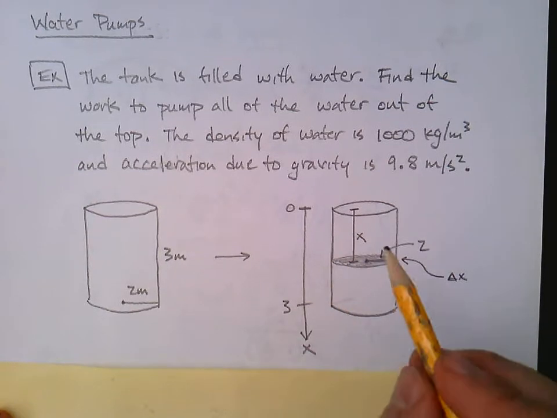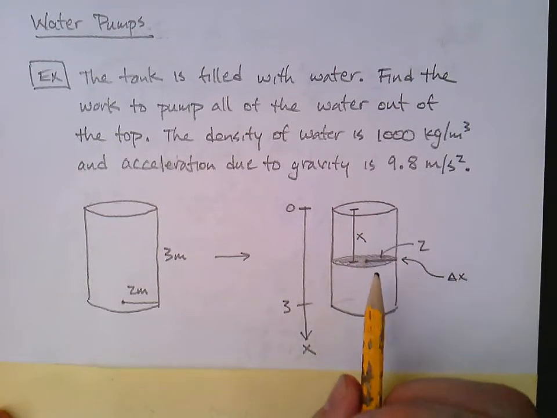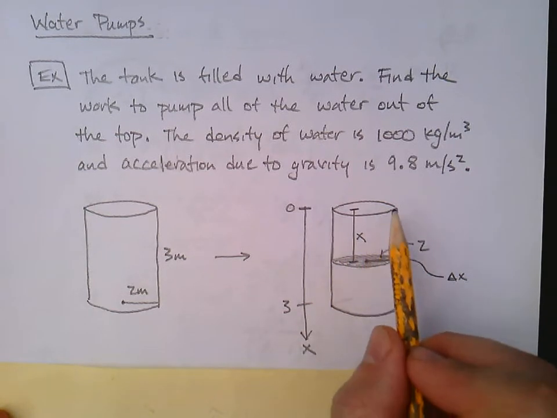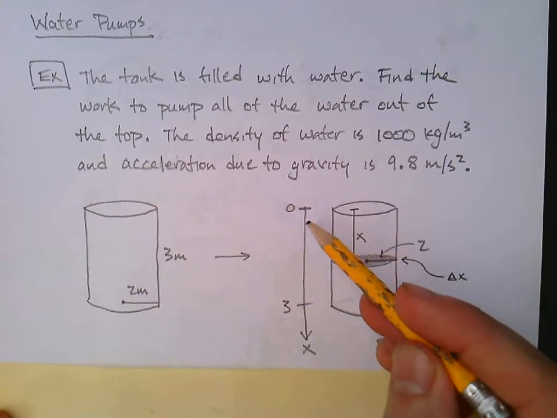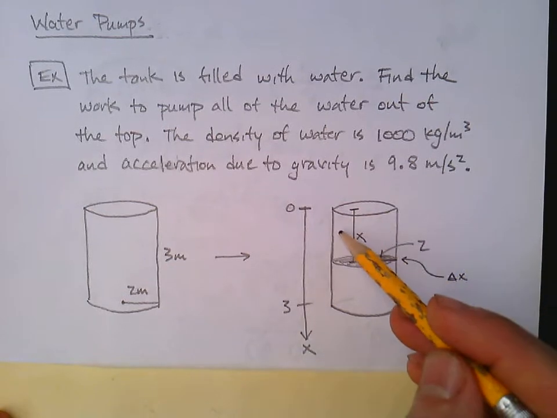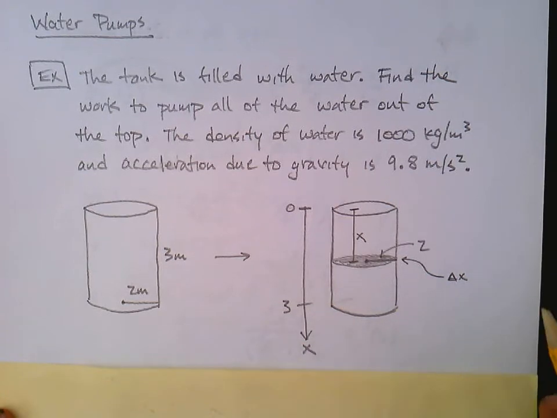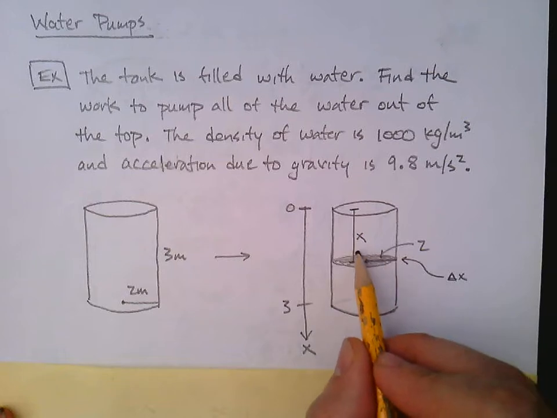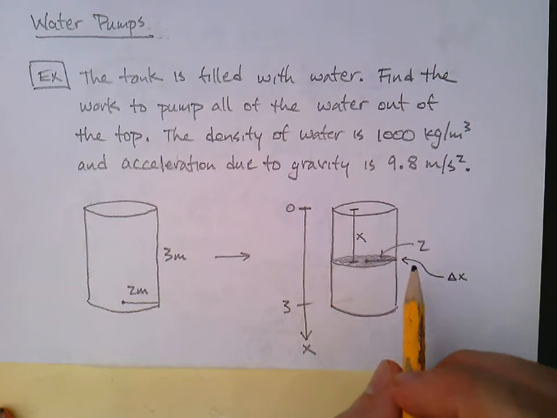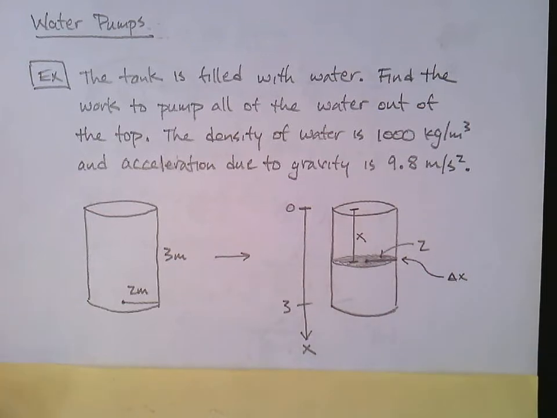So the way we're going to think of this, we're going to add up all of the work. Let me start again. We're going to think of how much work it would take to get rid of a single layer, and then we're going to integrate from 0 to 3, and that will add up all of the work for every single one of the infinitely many layers of water in this tank. So we'll approach this by thinking, okay, how much work to pump out just a single, infinitely thin little layer of water. And then once we know that, we can integrate it from 0 to 3, and that will add up all those infinitely many layers of water.